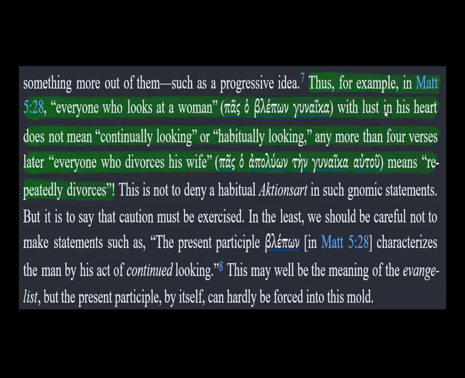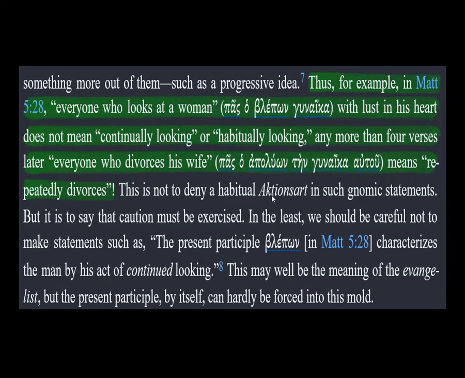So right here, this passage talks about everyone who looks at a woman. Pas blepon gunaika. So blepon is a continuous action substantival participle here, or attributive participle, depending on how you look at pas. It doesn't mean continually looking or habitually looking, any more than the one four verses later, everyone who divorces his wife, means repeated divorces. So here's Wallace agreeing that the present tense doesn't always indicate this habitual, continual aspect.